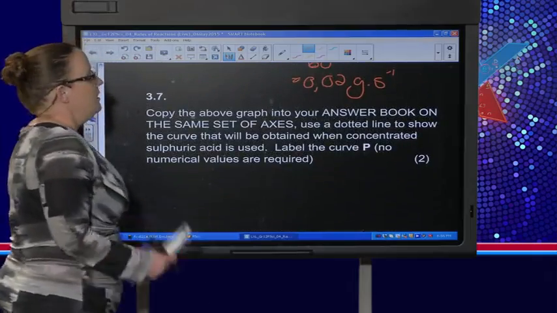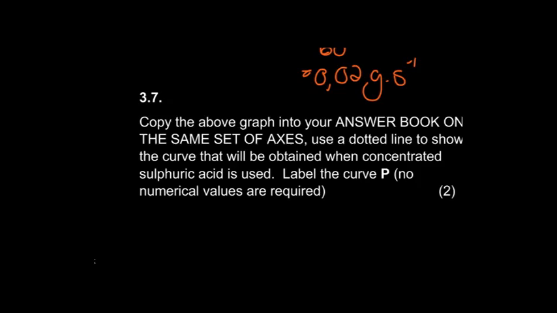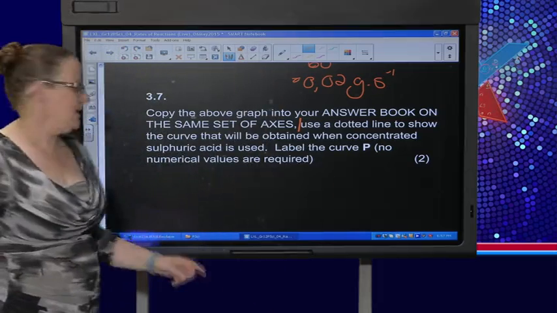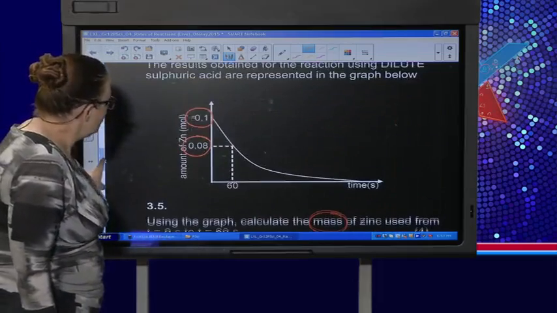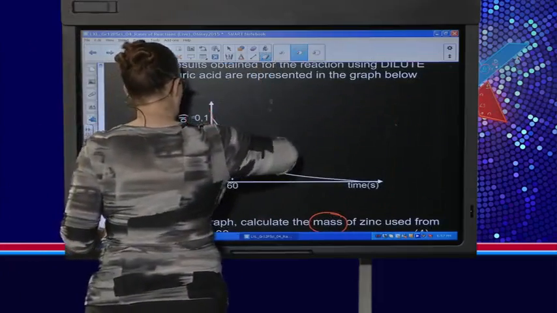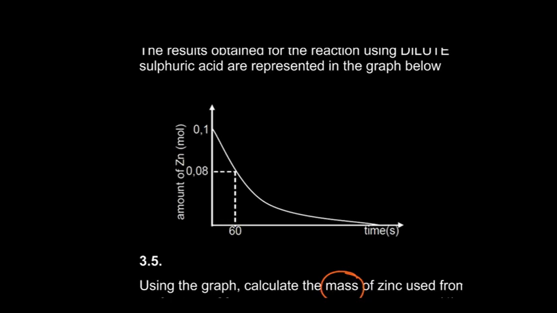Now they say, copy the above graph into your answer book. On the same set of axes, draw a dotted line to show the curve that will be obtained when the concentrated sulfuric acid is used. Label the curve P. No numerical value is required. Please, before you draw this part, do the first instruction: copy the graph. Make sure you've copied what they have. You didn't need to put in the numerical values, so that's fine.